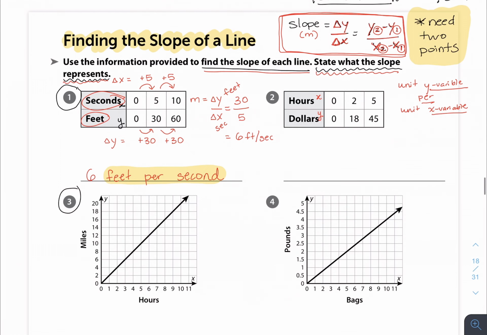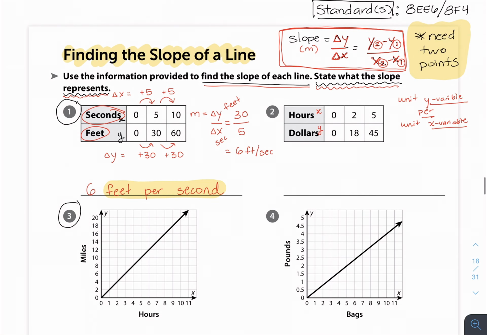All right, so I'll take that as me starting off question number 2 for you. Don't forget, find your change in y, find your change in x, and then use the slope formula to find your slope.